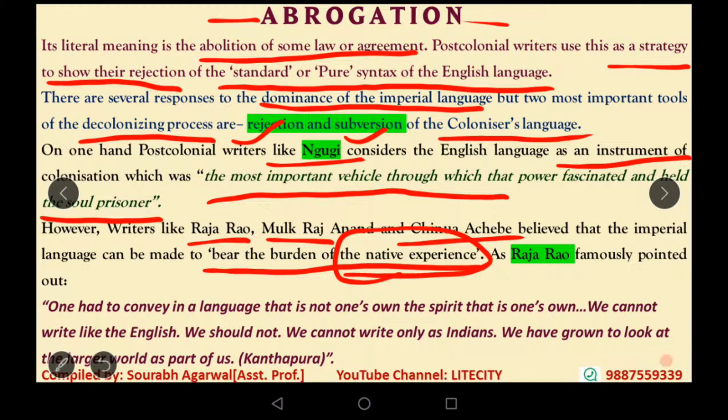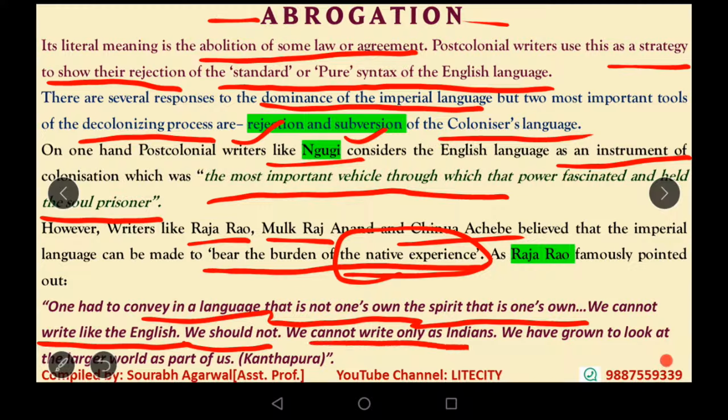Raja Rao, in very famous lines in Kanthapura, his famous novel, writes, "One had to convey in a language that is not one's own the spirit that is one's own." This is a sort of dilemma. The language which is not one's own, that is the English language. Spirit, that is one's own. We cannot write like the English. The English writers write in English in a different way. The post-colonial, the colonized subject writes in English in a different way, and we should.